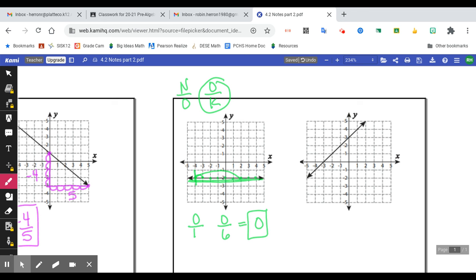Now, if you're unsure ever and you can't remember the OK or the NO or the flat driveway, then type it in your calculator. If you type 0 divided by 6 and hit equals, it's going to give you the 0 that you need for your answer. So don't be afraid to double check.